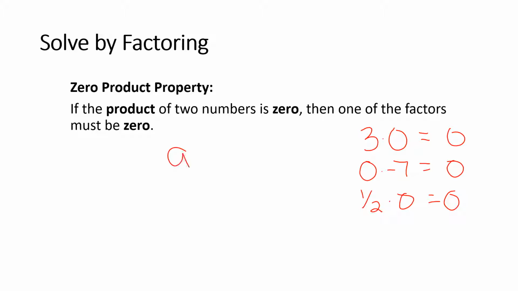So if you have the product of two numbers that is equal to 0, that tells you that one of those two factors must equal 0. So in this case, if a times b equals 0, that means either a equals 0 or b equals 0. That is called the zero product property.